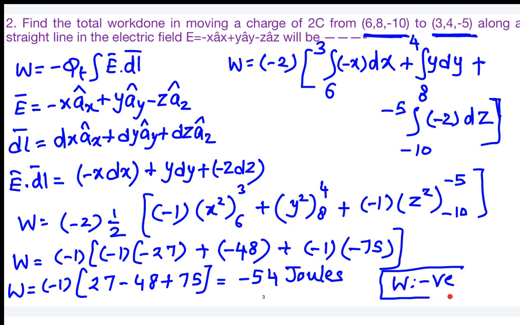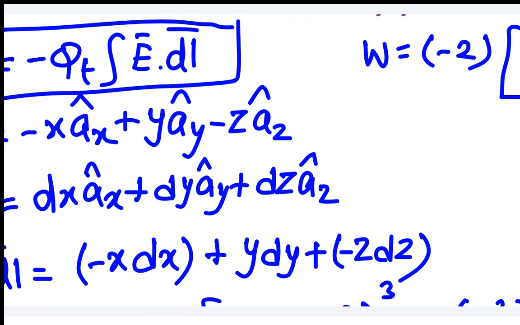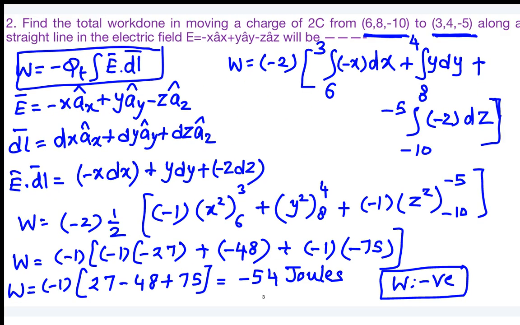What do you mean by that? Are you moving in the same direction of the electric field, or are you moving against the electric field direction? Against. So everybody is saying against. No, no, no, no. You can see this equation. The total work done will be minus Qt into the integral of E dot dl, right? So Qt is a positive number here, right? So when Qt is positive, the work done becomes negative if your E dot dl becomes positive, right? So your Qt is already positive.